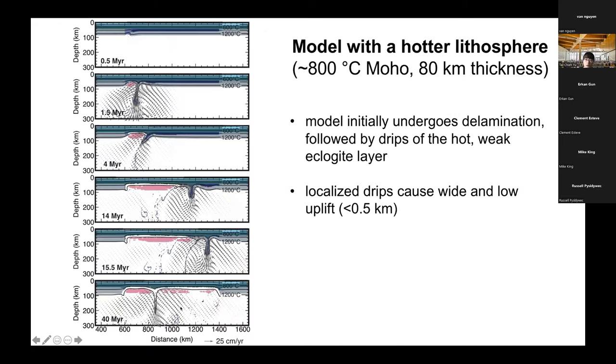And if the lithosphere is hotter than the reference model, the removal event occurs as a combination of the straining delamination and the drips because of the hot and weak arclogite layer. As you can see, these figures show the material changes over time. It started with the localized drips, straining delamination, and several drips to remove the lithosphere. And these localized drips can cause a low uplift, less than 0.5 kilometer.